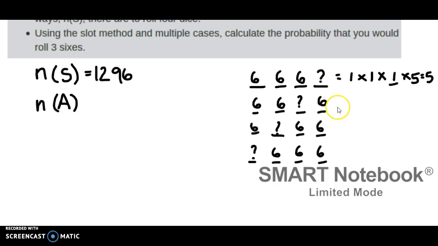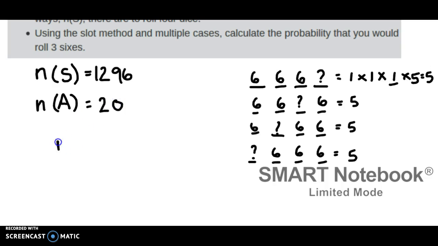Now, if you work out the remainder of the other 3 cases, you'd see that it's exactly the same thing. The only thing that's changing is where we're putting that 5. Is it in the third, the second, or the first location? So each of these has 5 ways of occurring. So the total number of ways that our event can happen, n(A), is the sum of these 4, which is 20. There are 20 ways that I can roll 3 sixes.